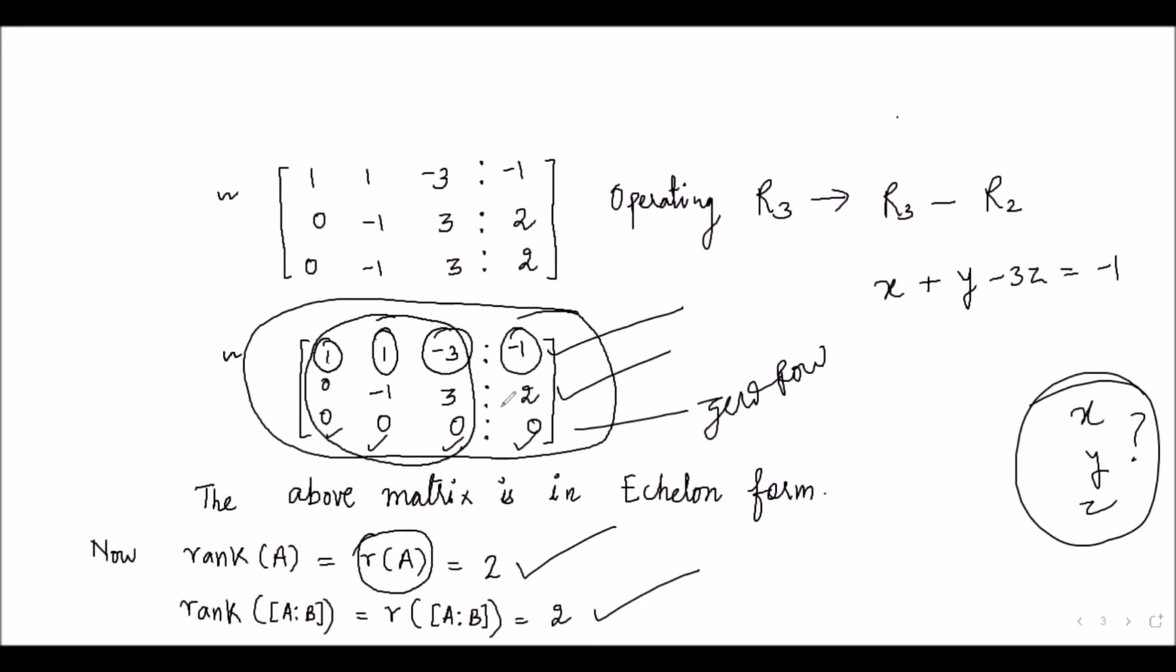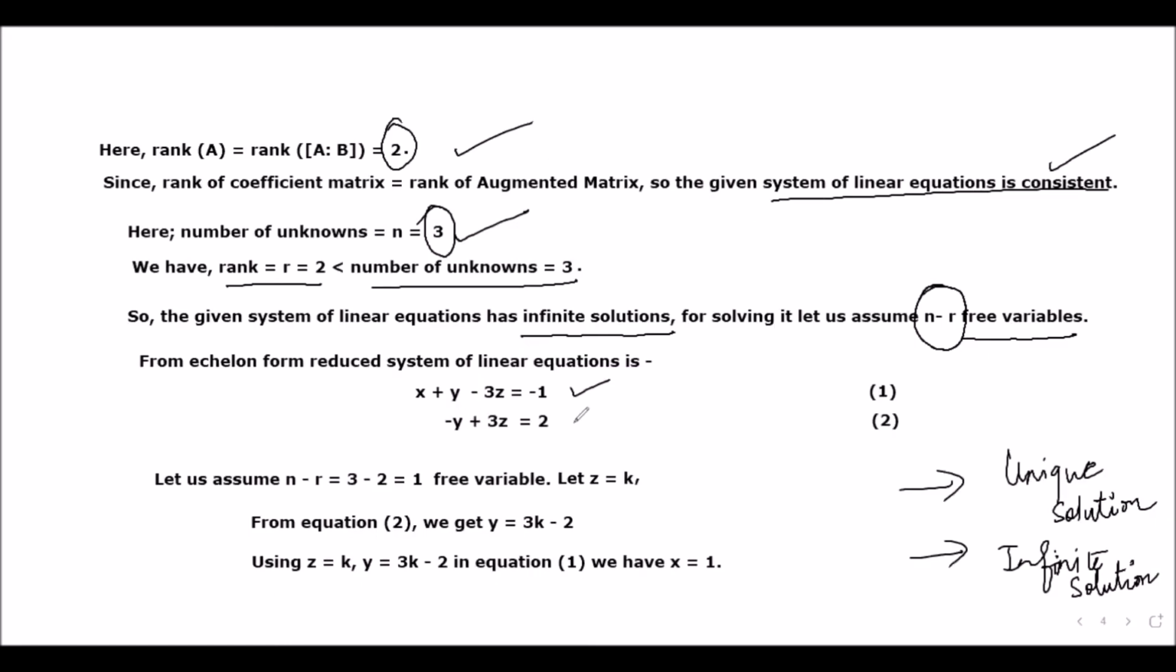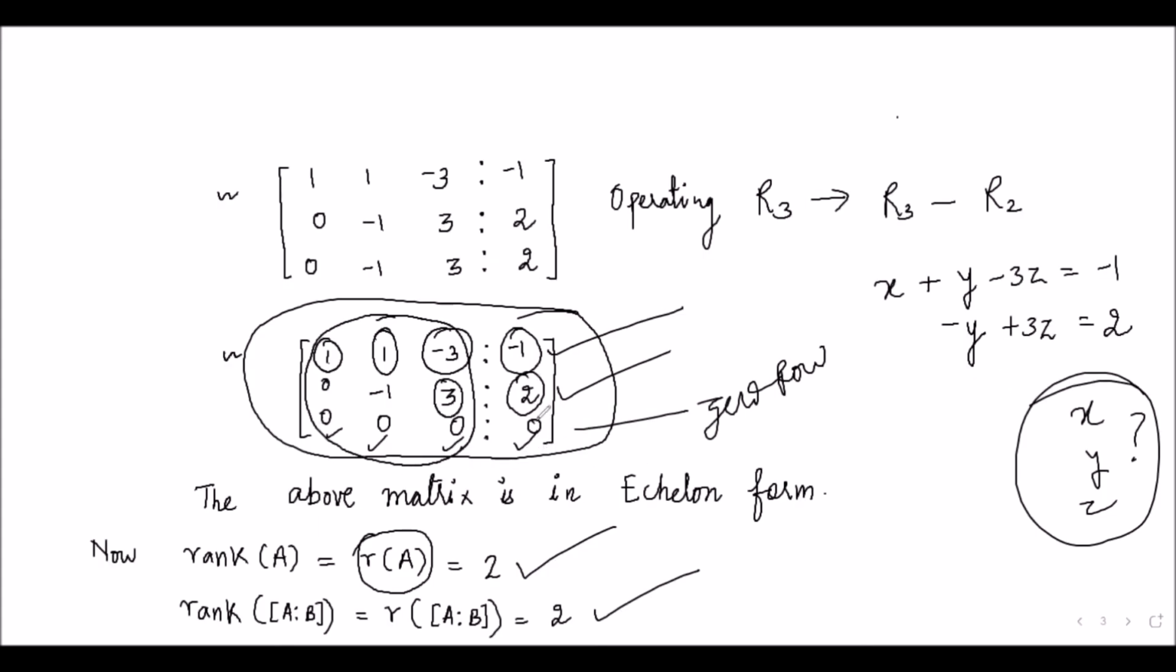Now come to the second row of the echelon form. What is the coefficient of x now? It is 0, so we will not have the term of x here. What is the coefficient of y? In this second row, we have minus 1, so we will have minus y. The coefficient of z is 3, so 3z. And the right hand side is 2. In this way, we write the second equation from the second row of the echelon form: minus y plus 3z equals 2. We will not have a third equation because the third row in the echelon form is a zero row.